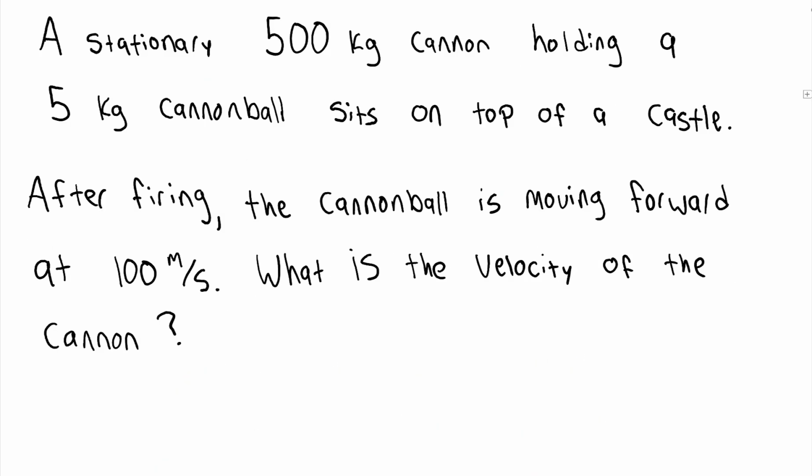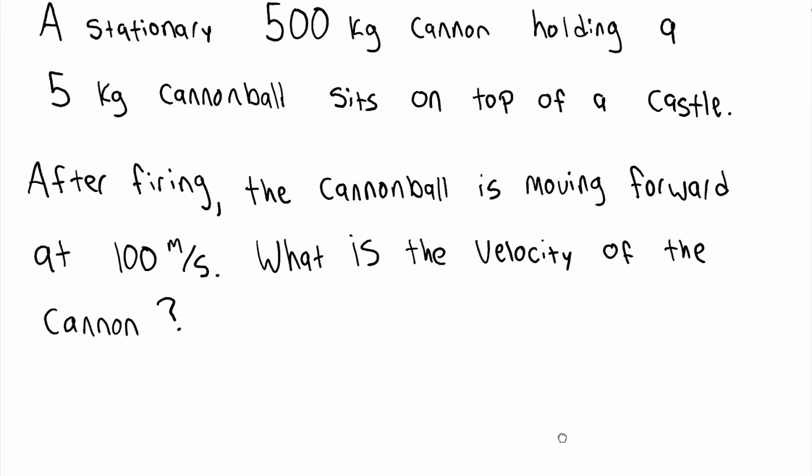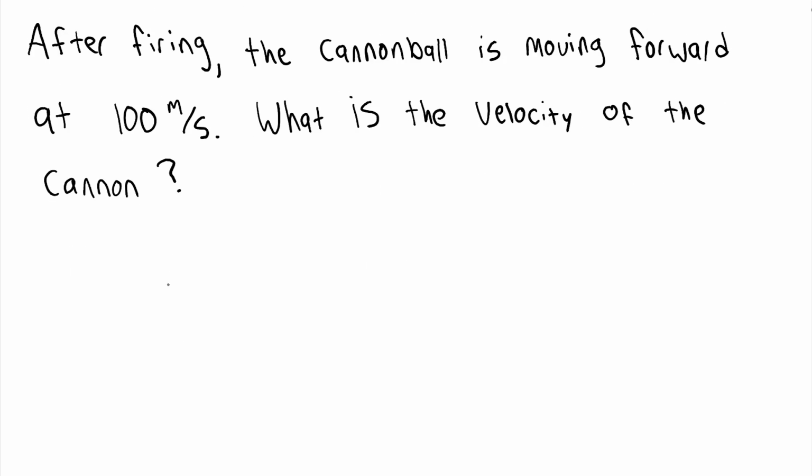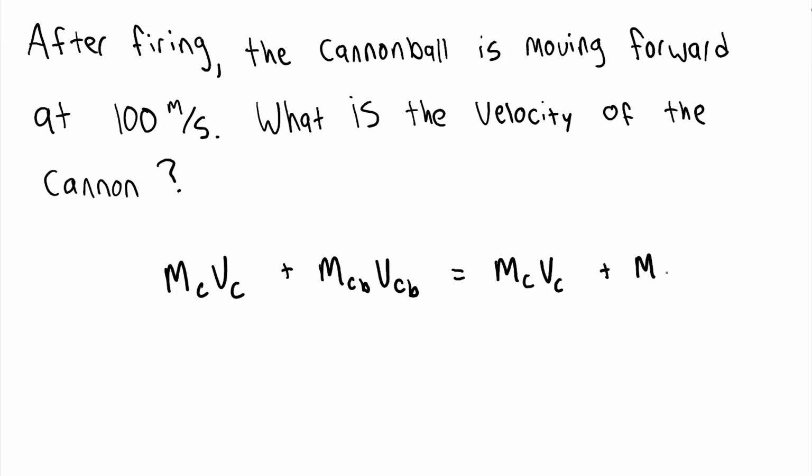The last kind of question I can give you are explosion questions, where you have a stationary 500 kilogram cannon holding a 5 kilogram cannonball, sitting on top of a castle, and then after it fires, the cannonball is moving forward. What's the velocity of the cannon backwards? So to do this one, you do the same thing. You have the mass of the cannon times the velocity of the cannon at the beginning, plus the mass of the cannonball times the velocity of the cannonball at the beginning, is equal to the mass of the cannon times the velocity of the cannon at the end, plus the mass of the cannonball times the velocity of the cannonball at the end.